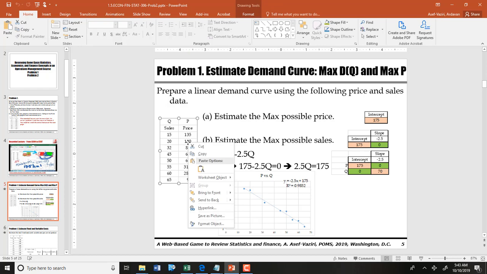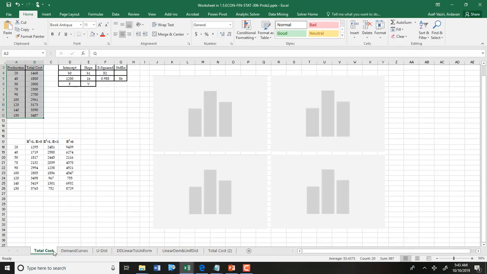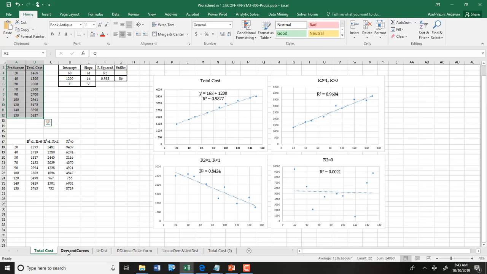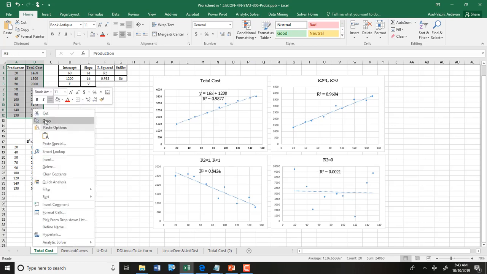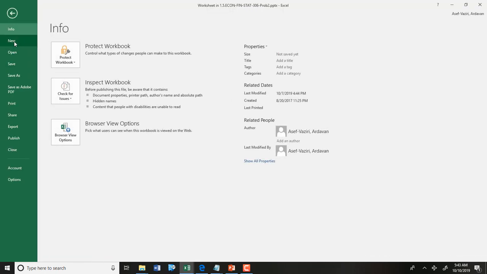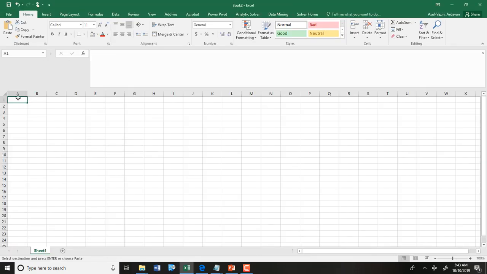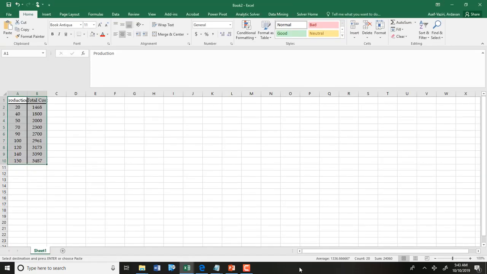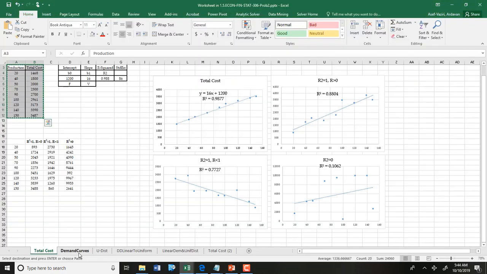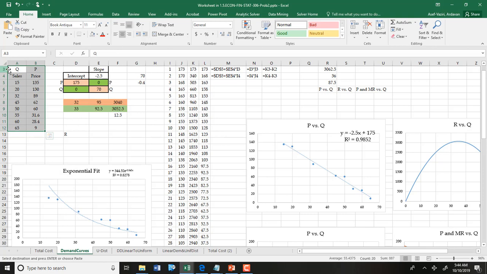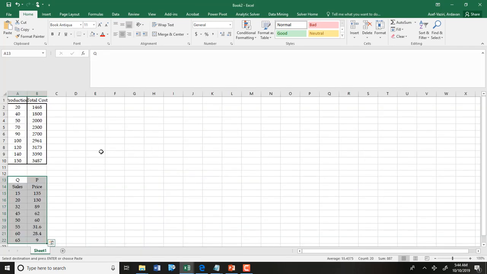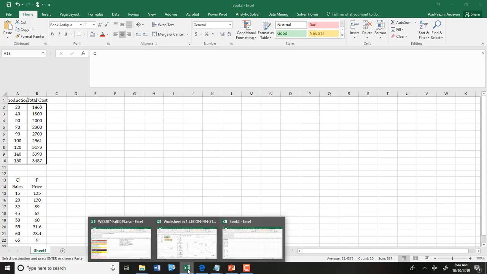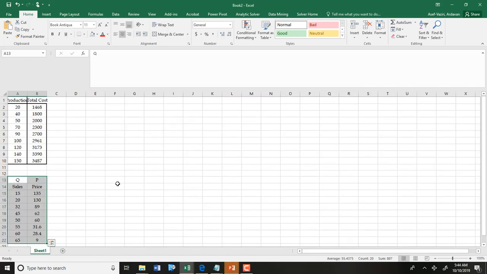So I'll go to this Excel sheet. I open the Excel sheet object, with information regarding the demand curve and the total cost. I copy this part, this is my total cost, and go to File, New, and paste it here. And I also go back to my demand curve and copy it, paste it over there, and then I'll close the previous one.